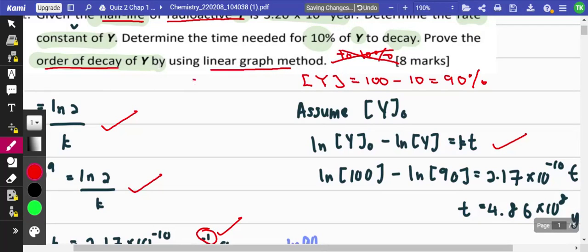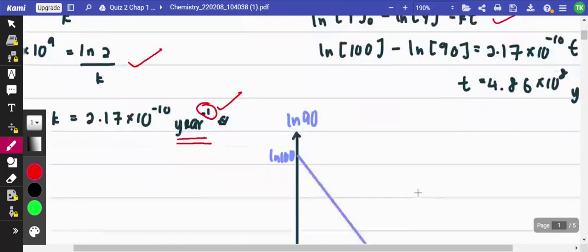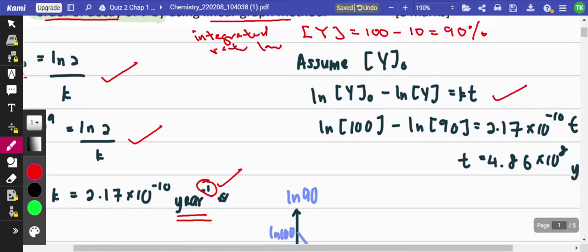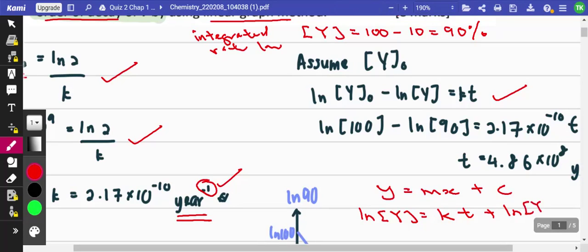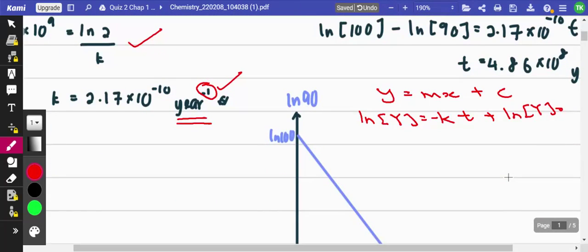Linear graph method means you need to use the integrated rate law again. So what we do here is, remember, y equals mx plus c. So our y is ln Y, and our m is K, time is T, and then the c is initial, and then it's negative when you change it.